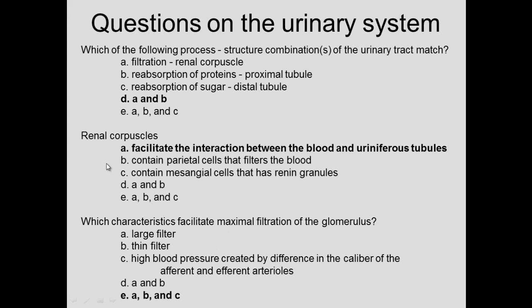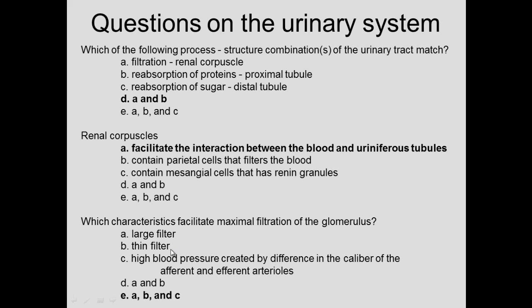Renal corpuscles facilitate interaction between blood and urinary tubules? Yes. Contain parietal cells that filter blood? No. The parietal cells contain the filtrate. It doesn't touch the blood. Contain mesenchymal cells that have renin granules? No. The renin granules are located in the smooth muscle cells of the afferent arteriole. A is the answer.